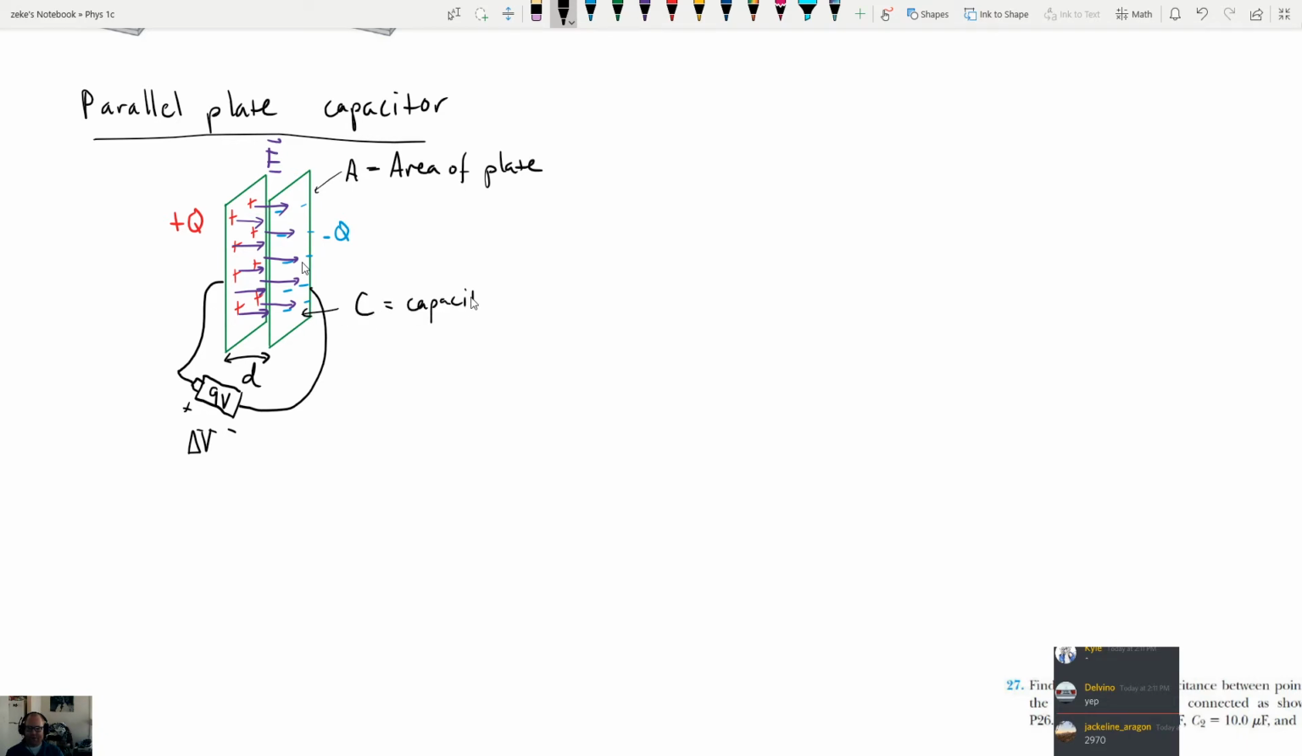And what we want to do is figure out what the capacitance is in terms of the other variables that are given here. What is it in terms of maybe Q, A, D, and some other things?